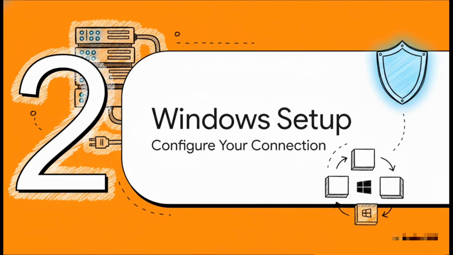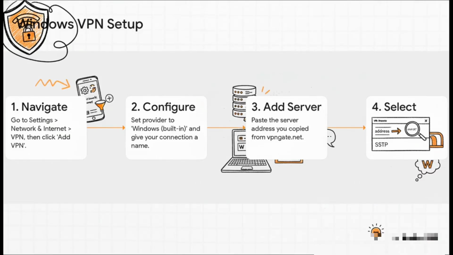All right, got that server address copied? Perfect. Now for the fun part. It's time to actually set up the connection inside your Windows settings. Don't worry, this is way easier than it sounds. Let's do it. Okay, first things first. Open your settings, then head over to Network and Internet and find VPN. See that Add VPN button? Go ahead and click it.